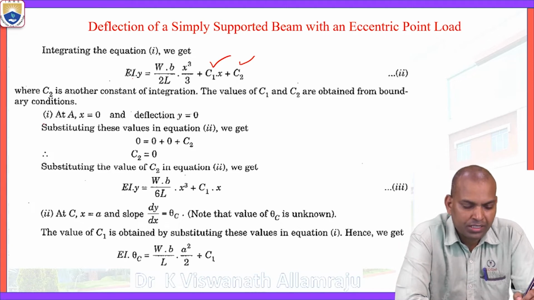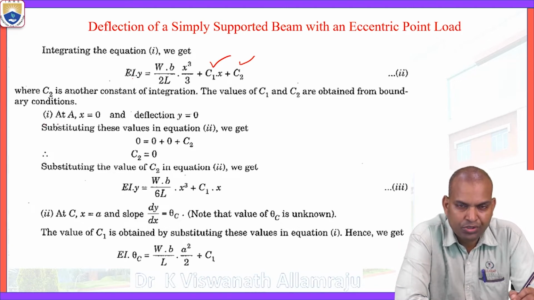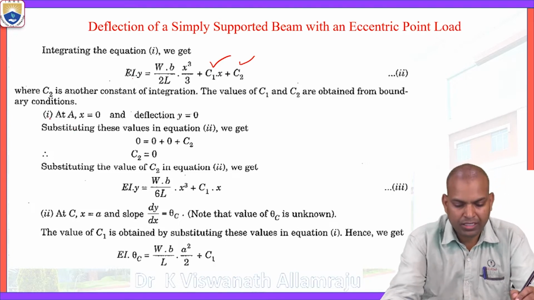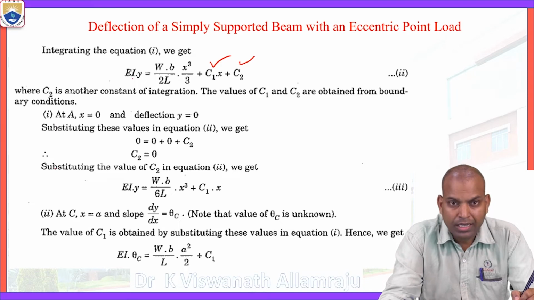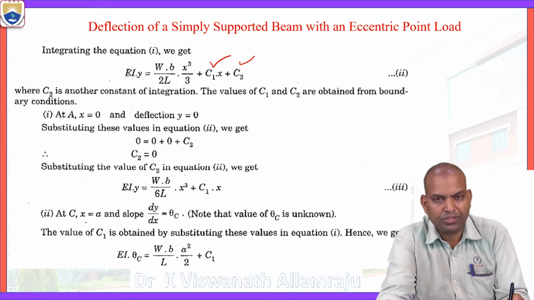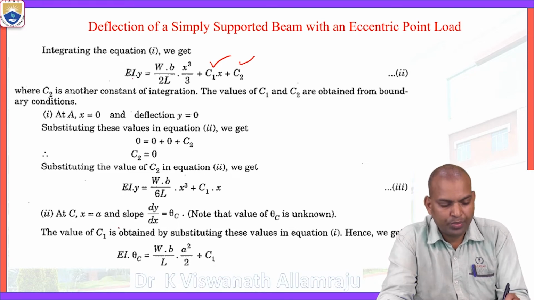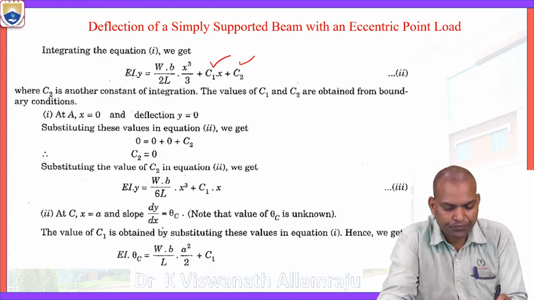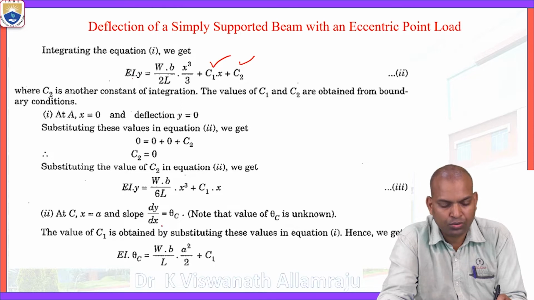The first boundary condition is at support A, where x equal to 0, and the deflection y equal to 0. The second is at point C, where the distance x from the left support is a, and the slope dy by dx equal to theta c. Here theta c is unknown.